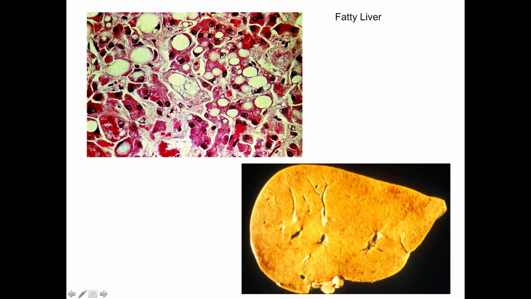So you can see these big white circles in the top picture are just big lipid vacuoles inside of these liver cells. And then in the bottom corner, you see the gross anatomy of the liver has changed. The liver is normally this lovely rust-colored organ, but this liver is almost orange or yellow, from all the fat that's contained in it. And it's often enlarged as a result of the fat accumulation.